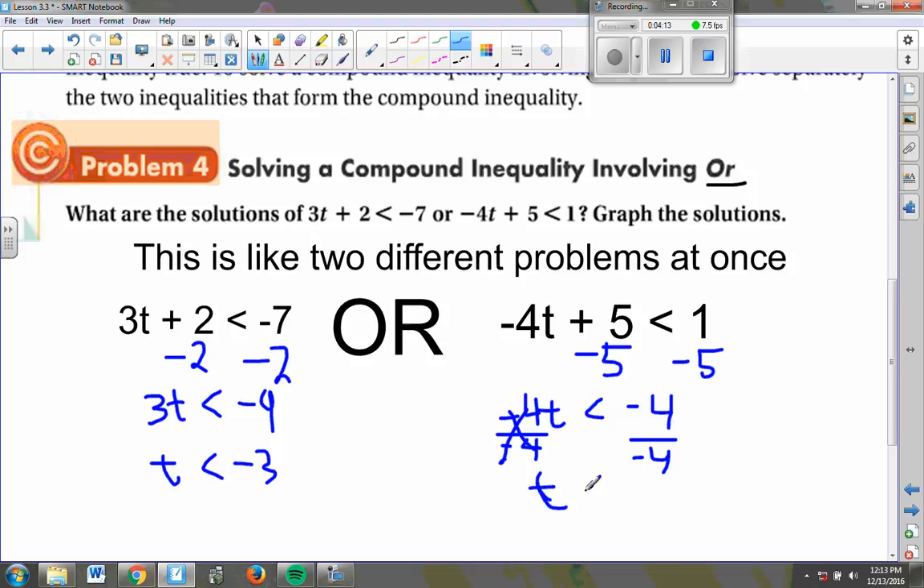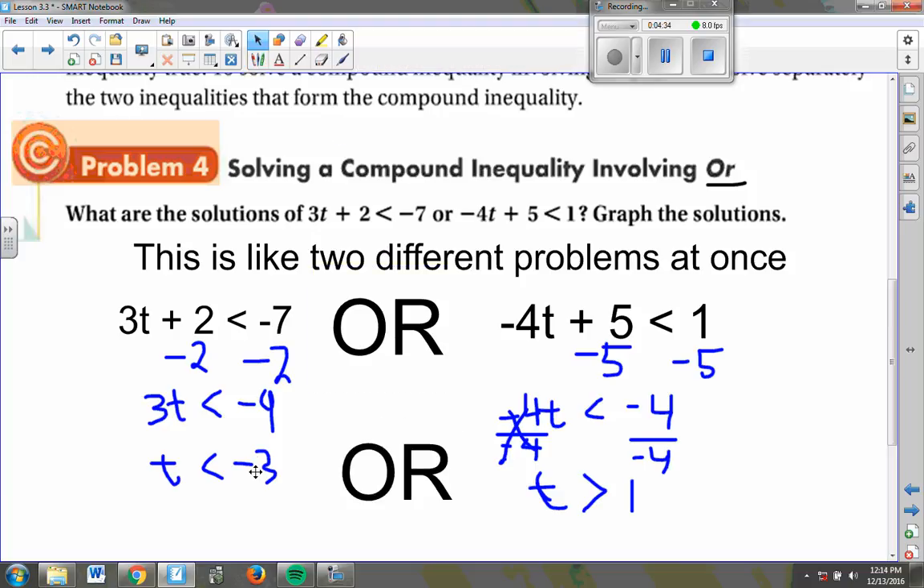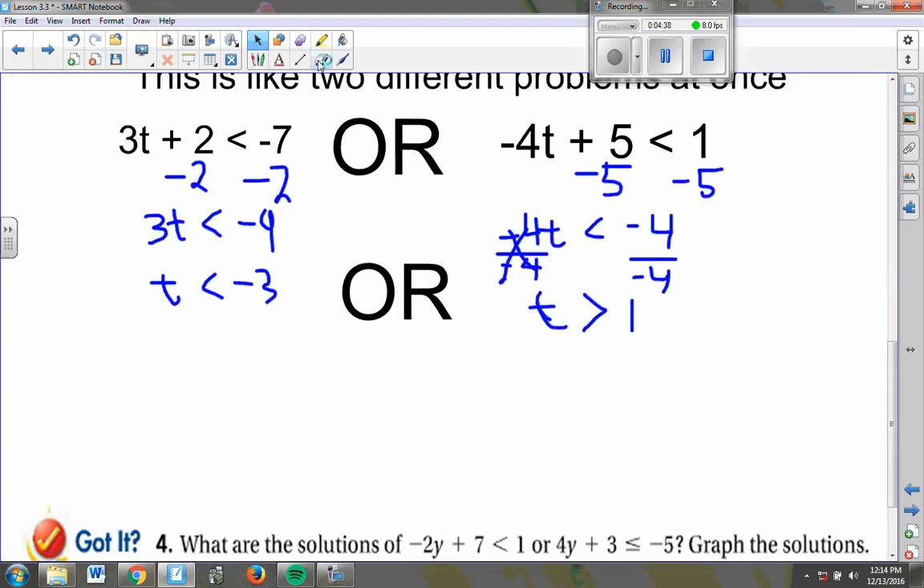Now, because I divided here by a -4, remember what has to happen to my sign. I have to flip it around. Instead of saying less than, because I divided by a -4, I have to flip it and say greater than. -4 divided by -4 is 1. So I have two options. Either t is less than -3 or t is greater than 1. And that's something I can graph on a number line.